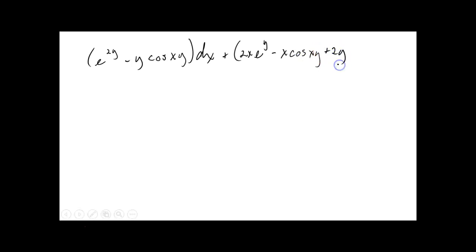e to the 2y minus y cosine xy dx plus 2x e to the y minus x cosine xy plus 2y dy.